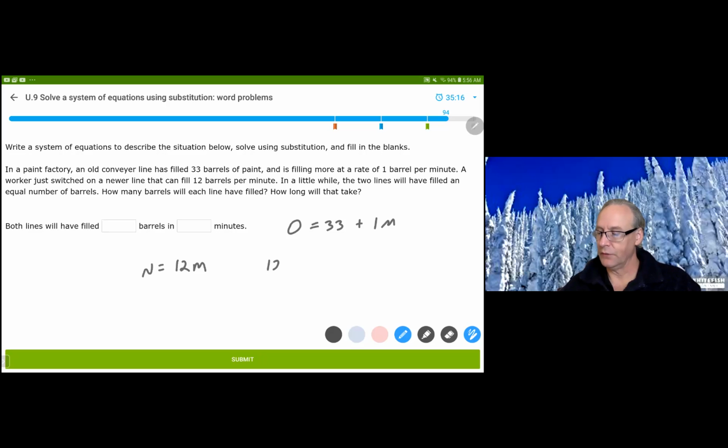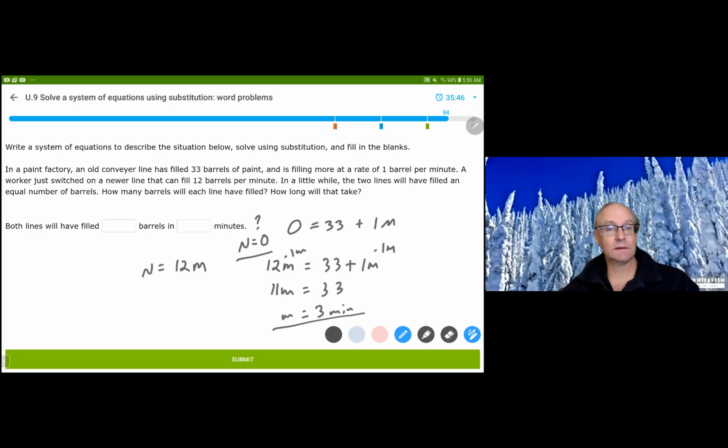When will they be equal? When will the newer line equal the older one? New equals old. At what point? So 12m, when will it be equal to 33 plus 1m? We subtract the 1m from both sides, we get 11m. It's equal to 33. I just subtracted 1m. And we divide by 11, and m is equal to 3 minutes.